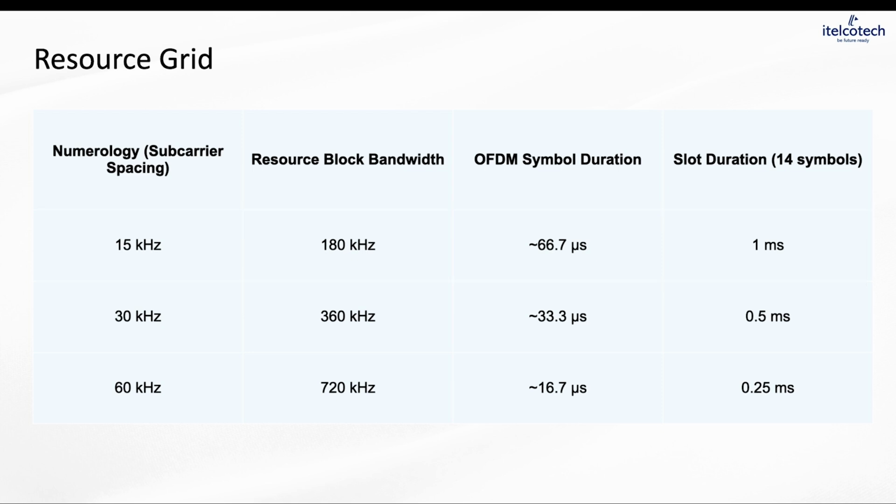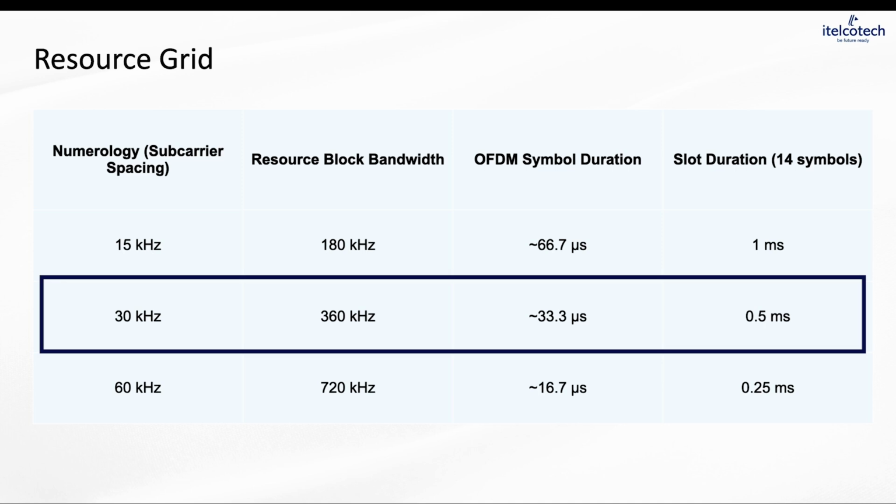Similarly, as we change the subcarrier spacing from 15 to 30 kilohertz, the resource block bandwidth in that case would increase from 180 to 360 kilohertz. But in this case, the OFDM symbol duration would decrease. Accordingly, for the overall slot, the duration will come down from 1 millisecond to 0.5 millisecond.